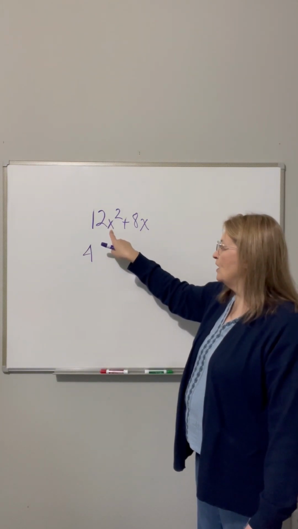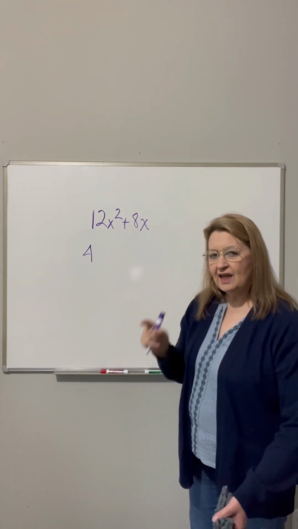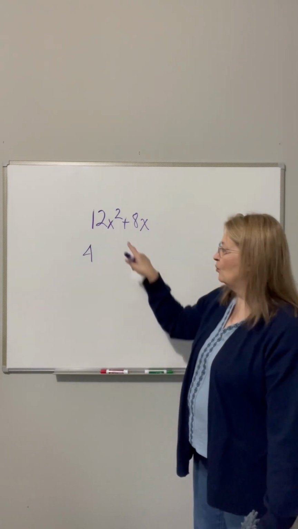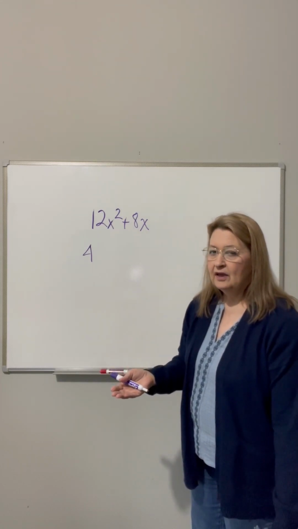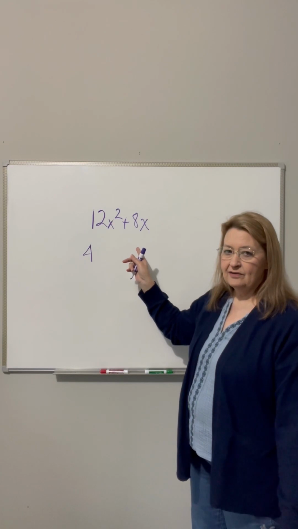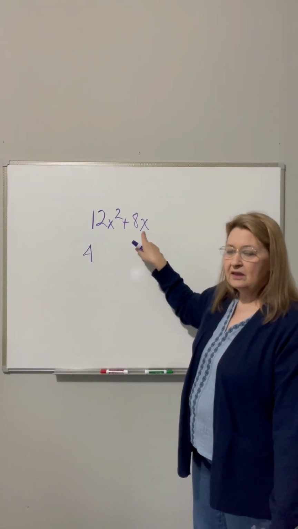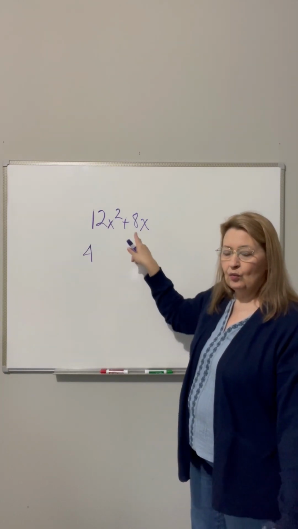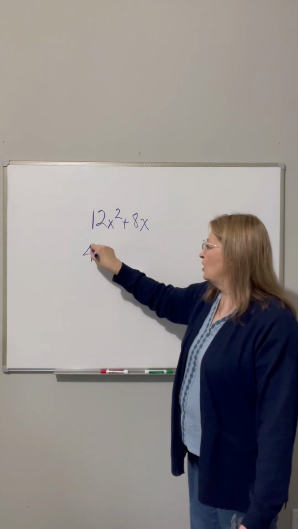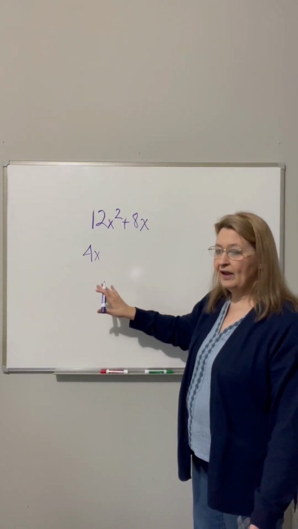Now look at your x's. You've got x squared and you've got x. Now what's the largest exponent of x that will go into both of these? Well, it's the smallest one that you have. You've got x squared and you've got x. All right, x squared will go into this, but it's too large to go into this one, whereas the x will go into both of them. So our greatest common factor for this binomial is 4x.